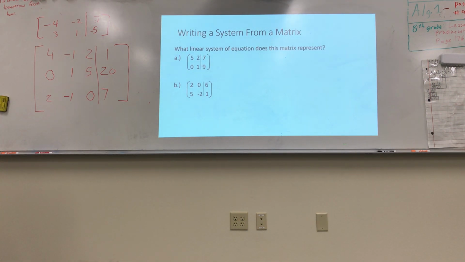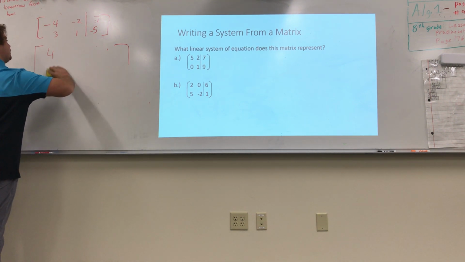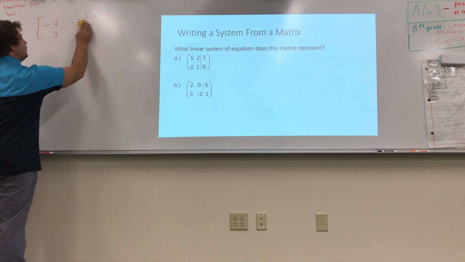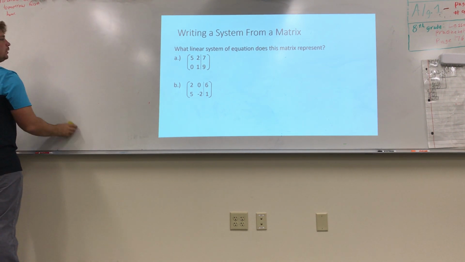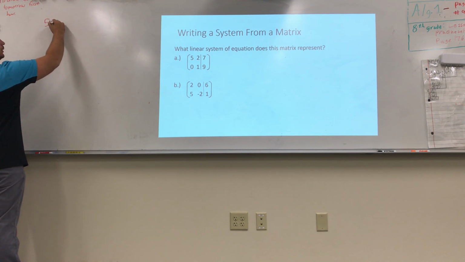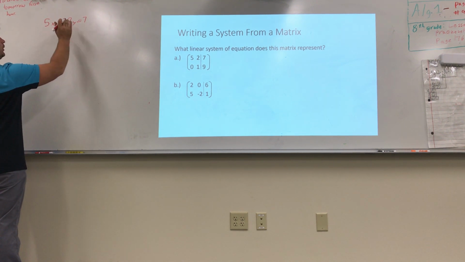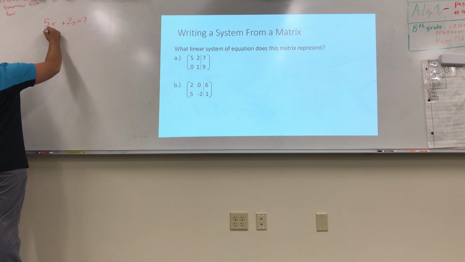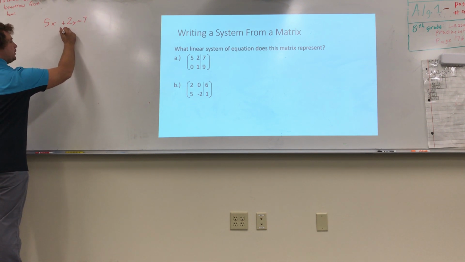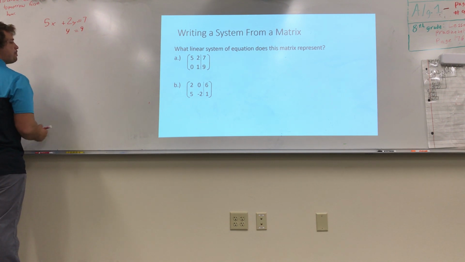What linear system of equations does this matrix represent? Okay, this should not be too bad either. So it would be 5x plus 2y equals 7. My x value, my y value, my constant. My x would not be there, so you really could have y equals 9 here.